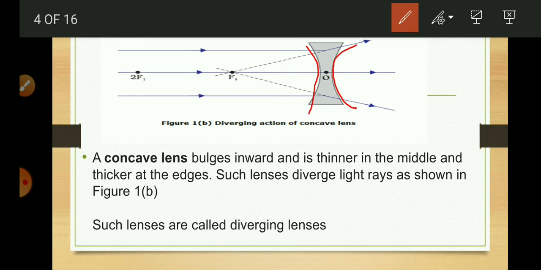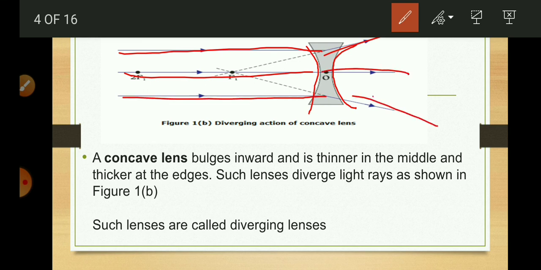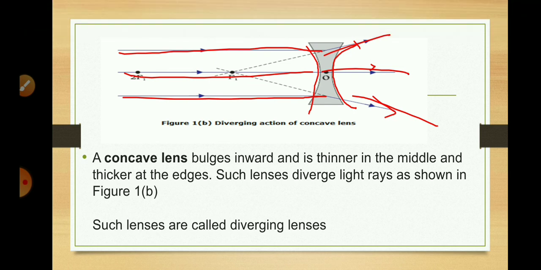Such lenses diverge light rays and so known as diverging lens. We can see these light rays after refraction diverge in wide area, and so this type of lens is called as diverging lens. So concave lens is diverging lens and convex lens is converging lens.